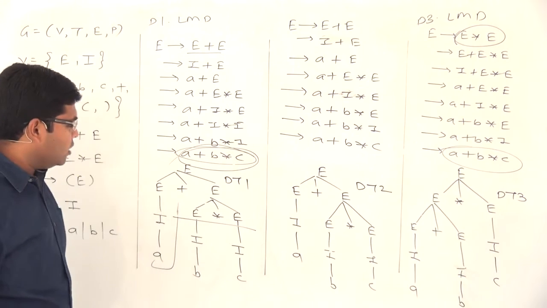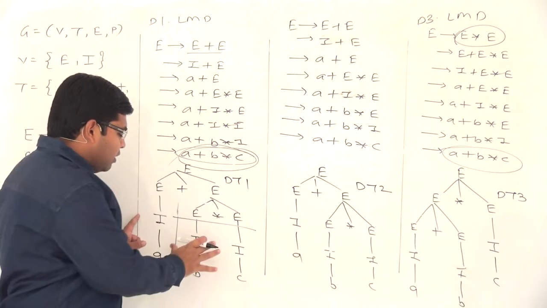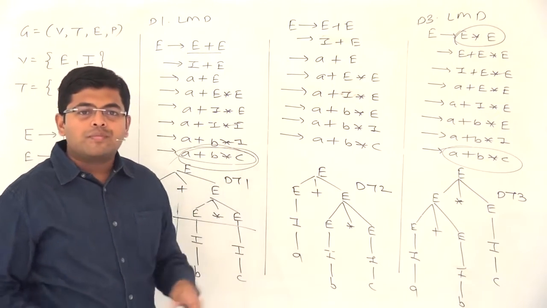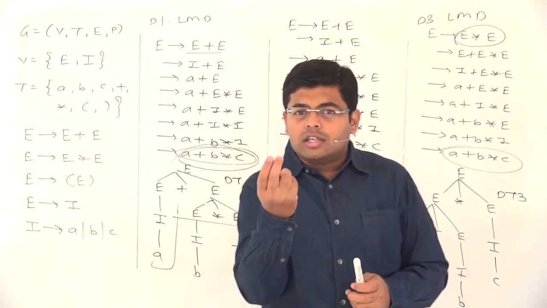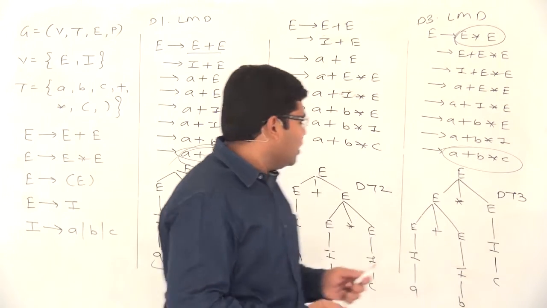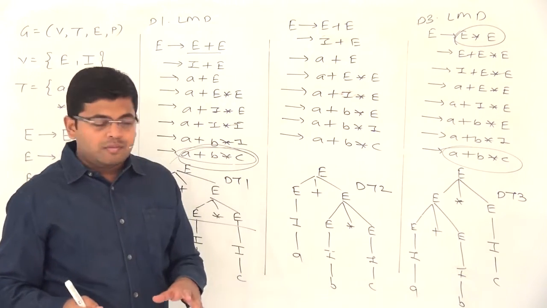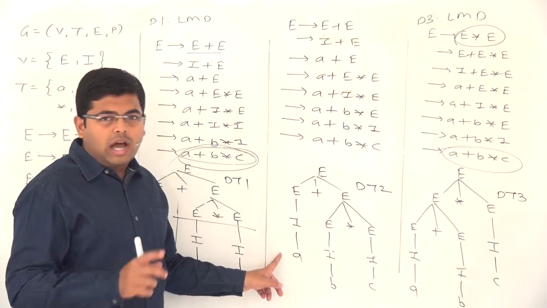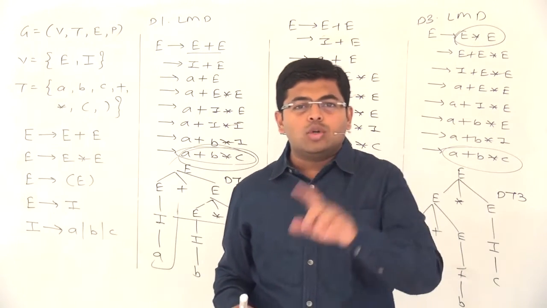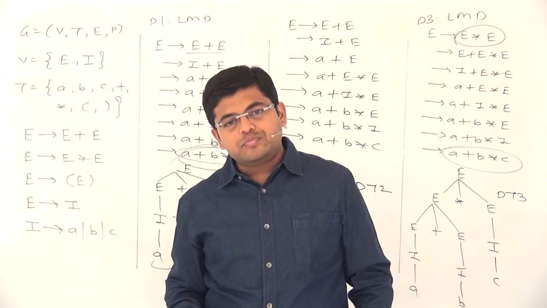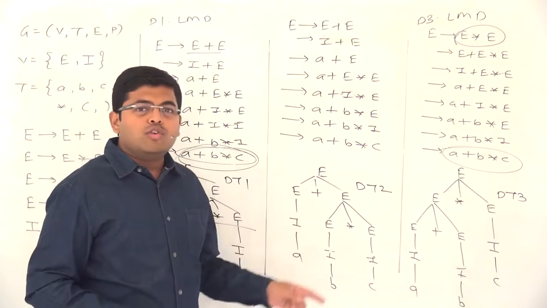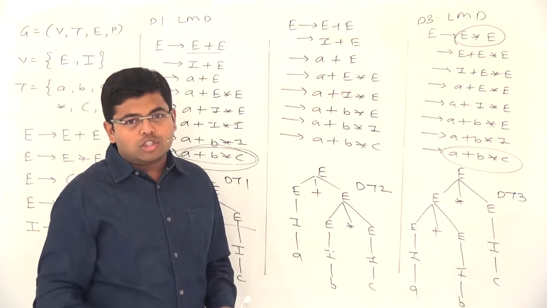Now what is the important point? Even for a given derivation tree, a unique LMD will be possible. If you try to convert a given derivation tree into an LMD, then the LMD will be unique. Multiple LMD from one derivation tree are not possible. So every derivation tree will give you a unique leftmost derivation. Similarly, every derivation tree will give you a unique rightmost derivation.